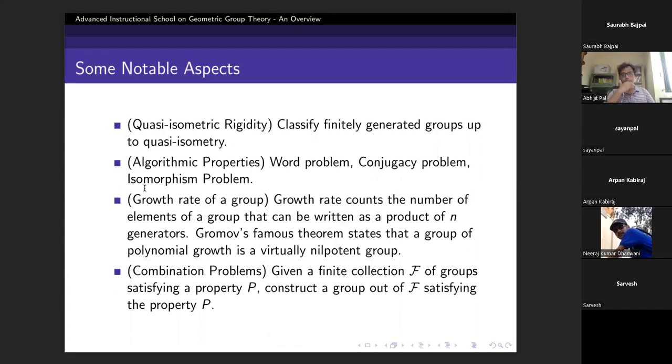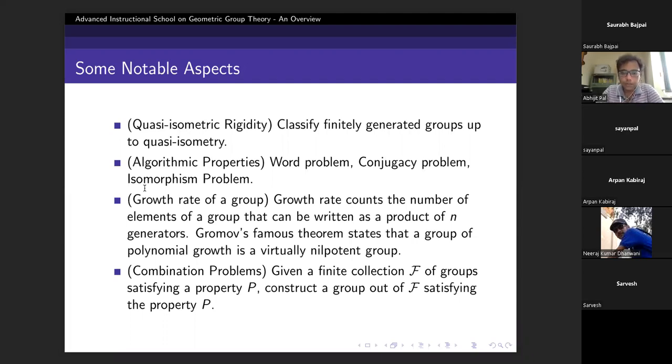Let us now move to some notable aspects of geometric group theory. The first one is quasi-isometric rigidity. You have to classify finitely generated groups up to quasi-isometry. Given two finitely generated groups, you want to know whether they are quasi-isometric to each other. For example, free groups of rank 2 and free groups of rank 3 are in fact quasi-isometric to each other.